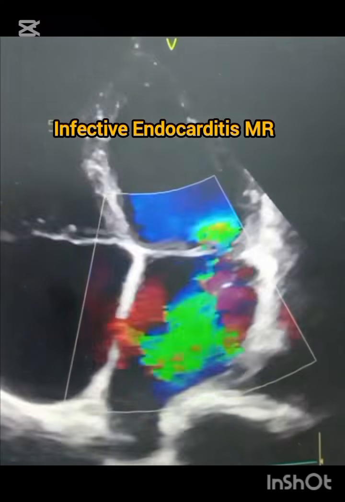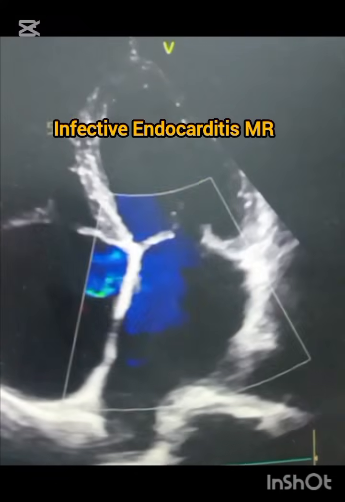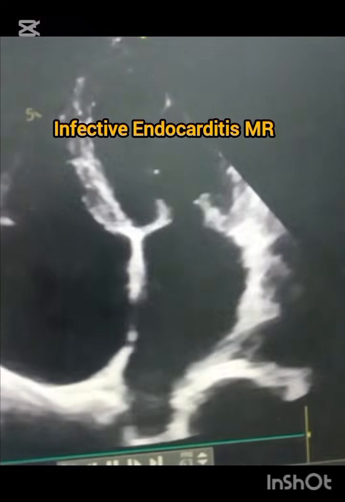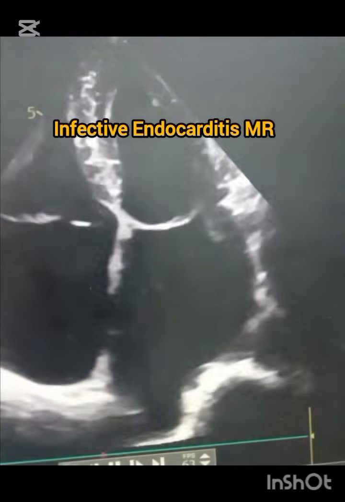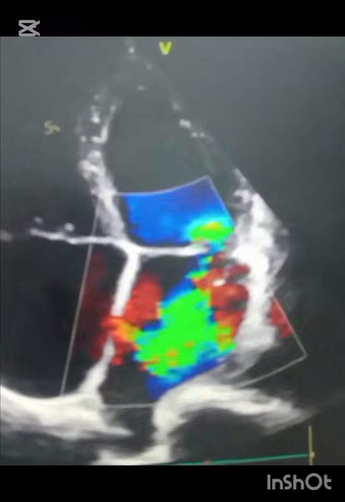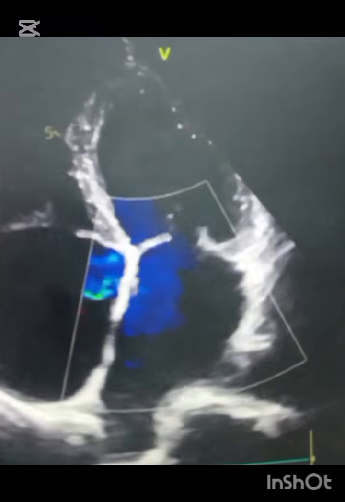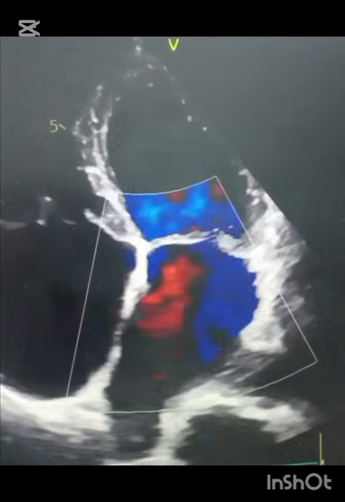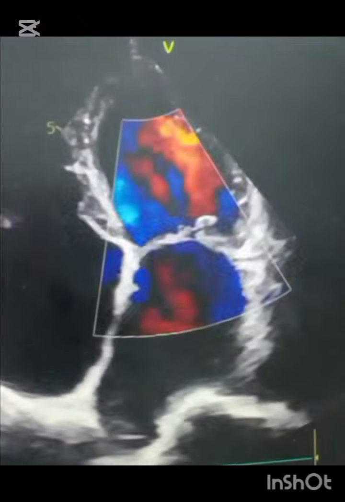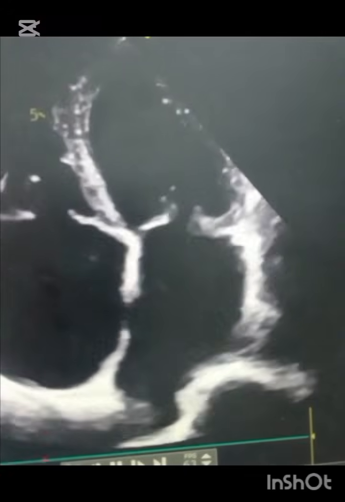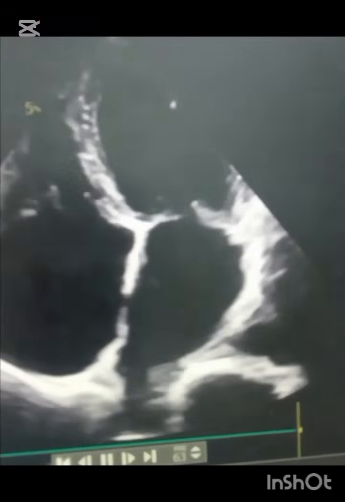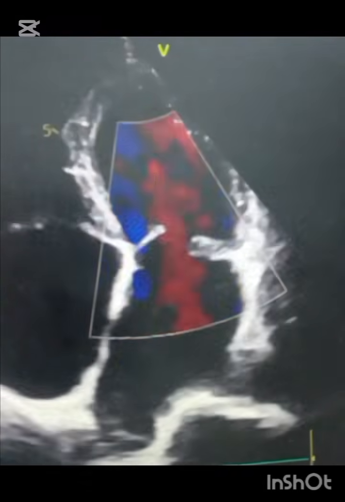MR due to infective endocarditis. Infective endocarditis can result in MR by perforating valve leaflets. Vegetations can prevent leaflet coaptation, as in this case, where there is a vegetation on the posterior mitral leaflet, which can prevent leaflet coaptation and lead to severe and acute mitral regurgitation.